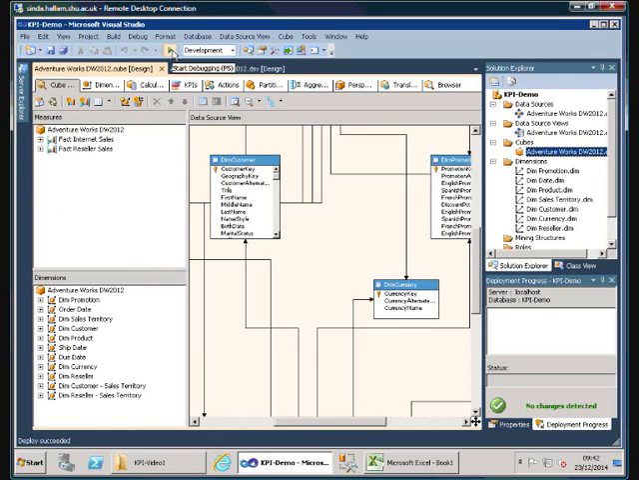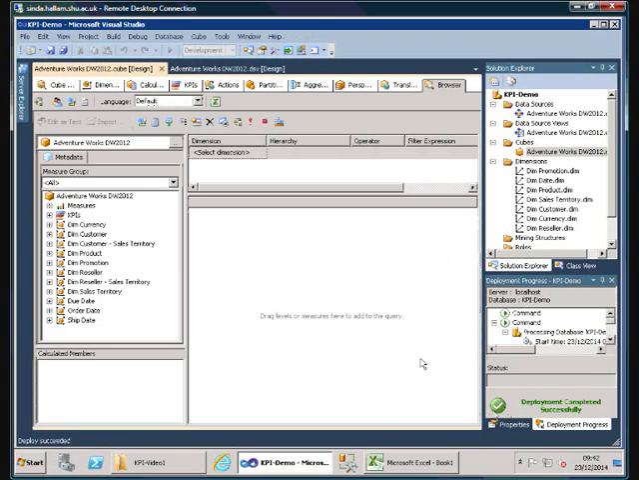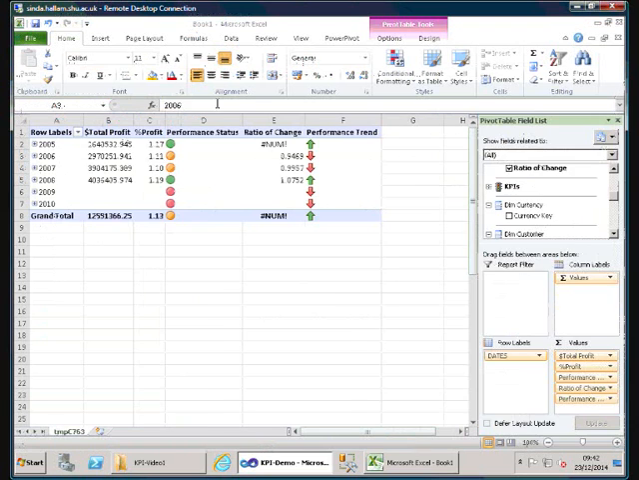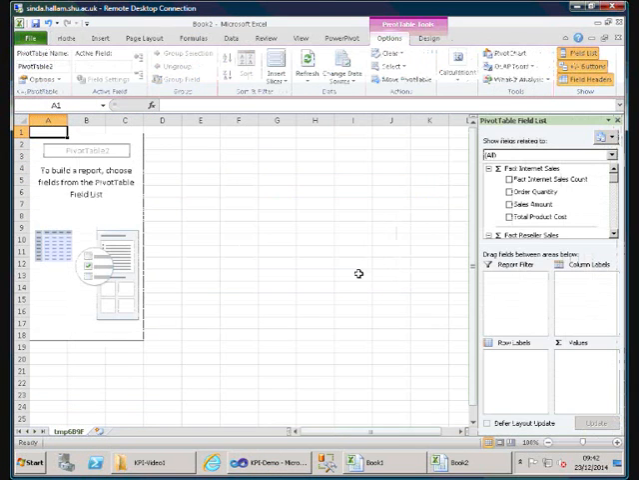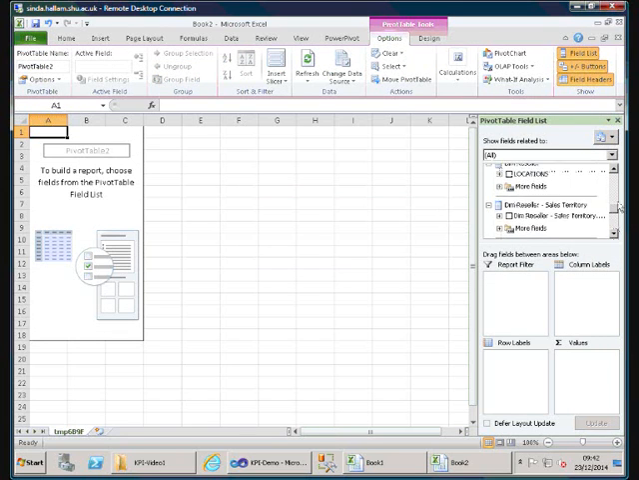So I'll set the cube building, and off it goes and deploys, and that was quick. And we've now got the cube, which I could go and browse and bring back the Excel just as we had it previously. So that's exactly the situation we had in the previous demonstration. Close that.